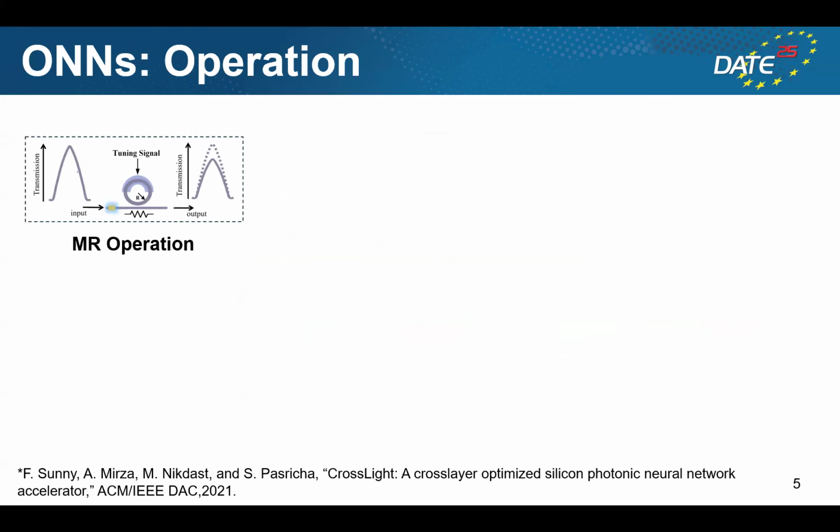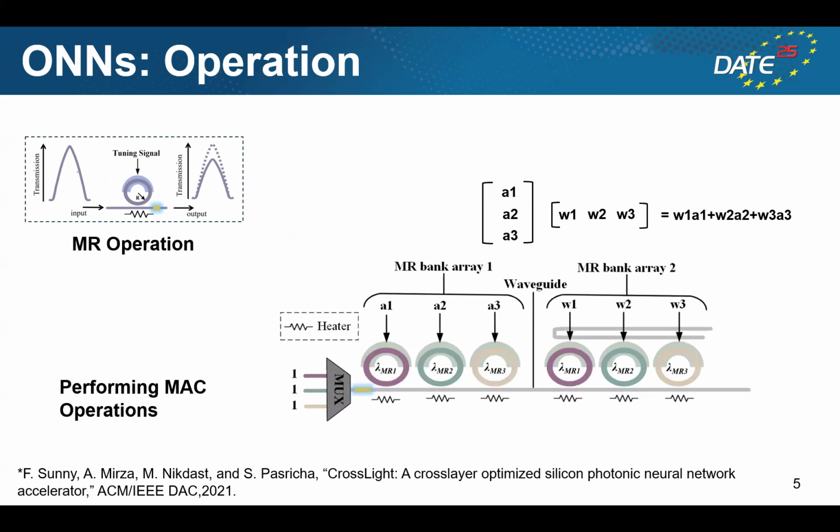If we look at this figure here, on the left, we first see an optical signal with a specific wavelength. However, when the optical signal passes through the MR device, some alteration will happen in the wavelength, and this alteration is specified by the tuning signals applied to the MR device. So one way we can expand on this is to perform multiplications. So let's say, for example, we want to perform this vector multiplication of the weight vector by the activation vector. So we would have a similar setup as here, where we have two MR bank arrays. The first one is used to imprint the activation values, and the second one is used to imprint the weight values.